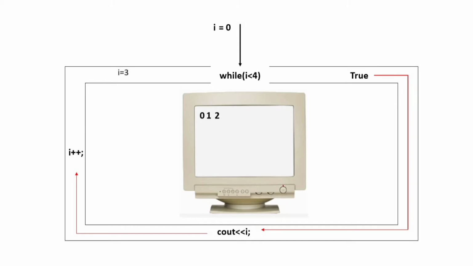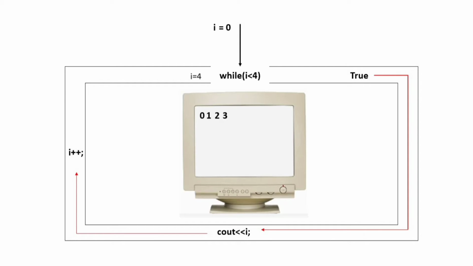Again we have to check for the condition. 3 is less than 4, that is true. If the condition is true, we have to print the value of I. Value of I is 3. 3 will be printed. After printing value of I, next we have to increment the value of I. I becomes 4. Again we have to check the condition.